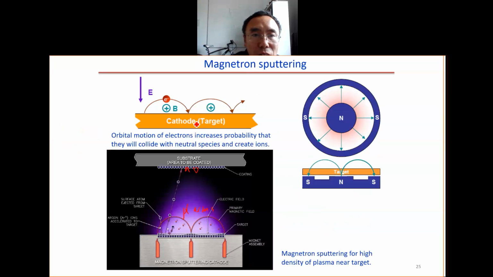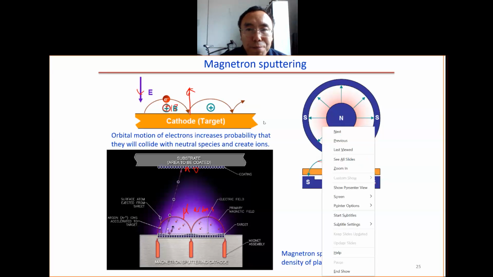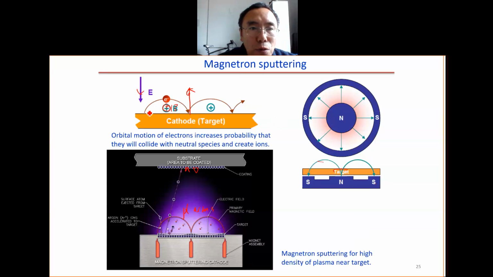So here you can see we have the electrical field along this direction, and the magnetic field is perpendicular. Here is the target, and we put the magnet behind the target. So we have this magnetic field like this. Then the electron will move in a circular way. This makes it more efficient, increasing the probability that they will collide with the neutral species and create ions.